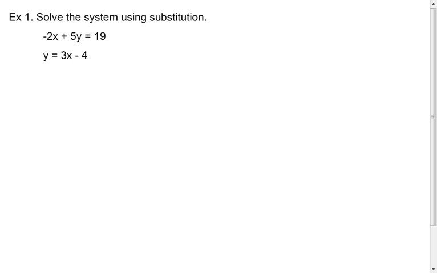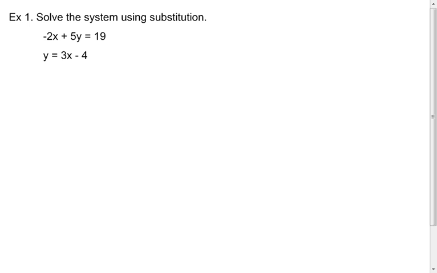All right, here's what a problem would really look like. I've got a system of equations, negative 2x plus 5y equals 19, and y equals 3x minus 4. And I'm going to substitute. Remember, the first step was that one of my equations has to be solved for either x or y. Do I have an equation where either x or y is by itself? Sure. This second equation, y equals 3x minus 4, the y is by itself. That's good. That's what I'm looking for in order to do substitution.